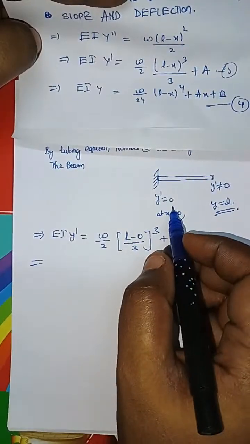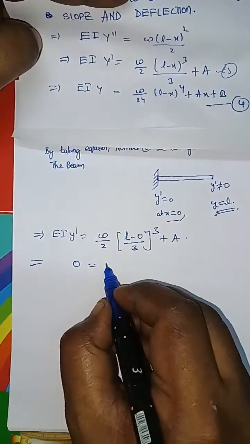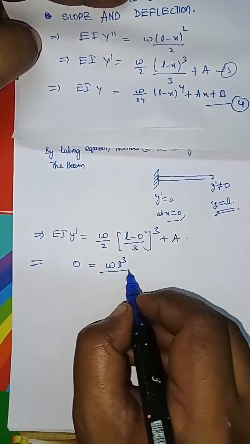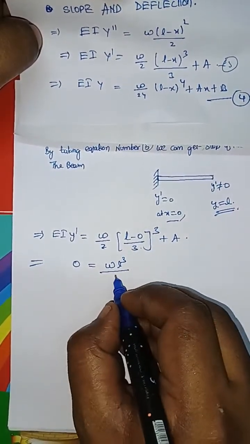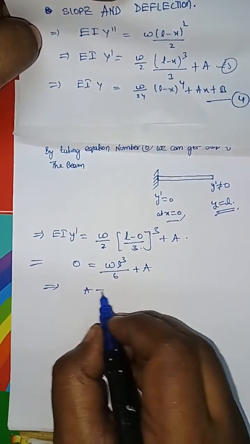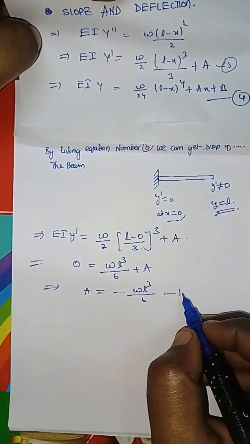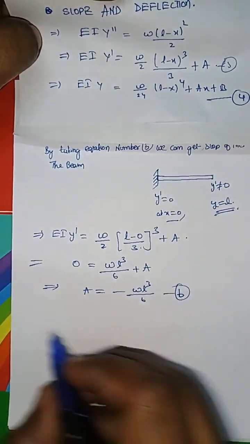We know that the slope at x is equal to 0 is 0. So 0 is equal to w into L cube by 2 into 3, which is 6, plus A. Now what we can get is that A is equal to minus W L cube by 6. This is equation number 6.